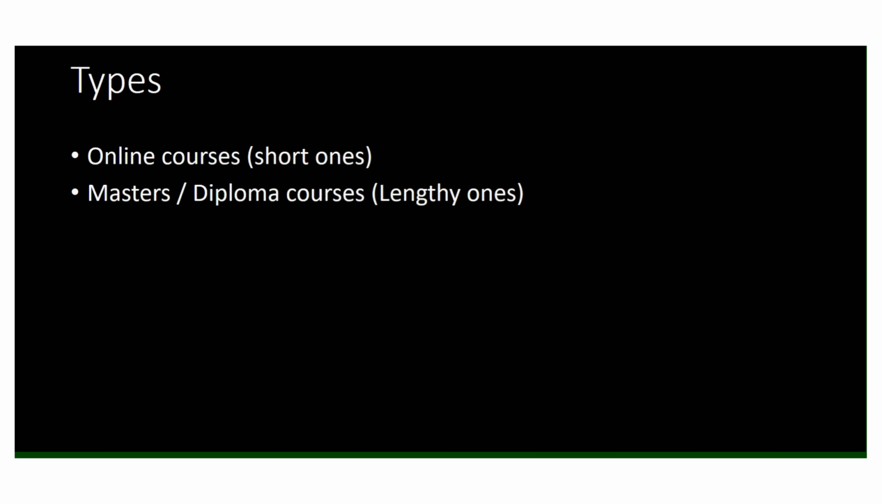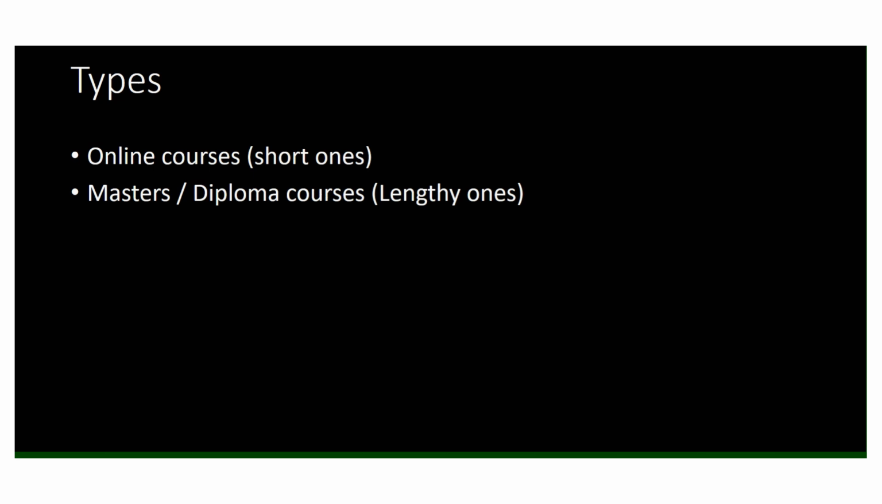So there are two types of online courses. The first one is the short online courses, right? It's just a course on one given topic. You do that and you complete that topic and you're done. You get a certificate. And then you have a master's course, which is much longer, a lengthy one. It goes on for at least 6 months, 1 year, or sometimes 2 years. So you have master's and diploma courses, which are the lengthier ones. We'll discuss both. First we'll discuss the short online courses.